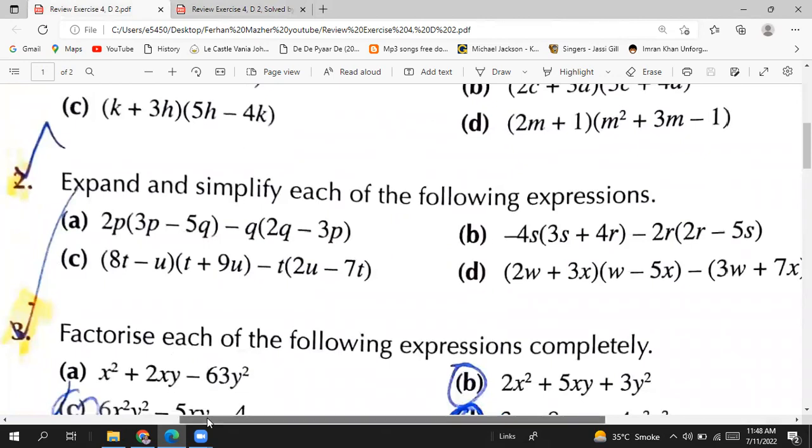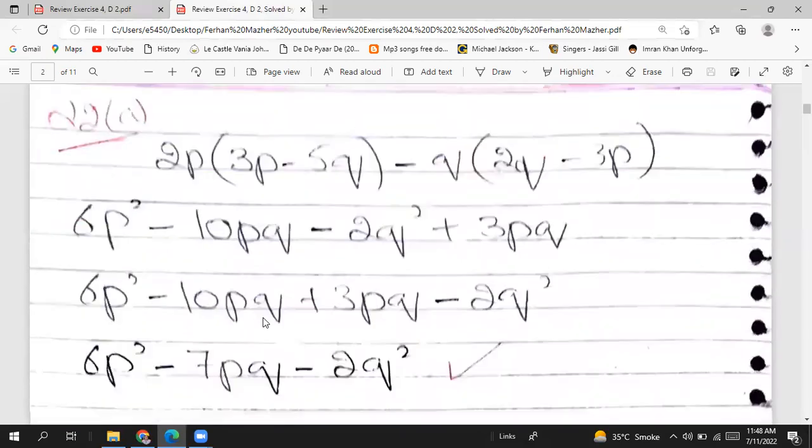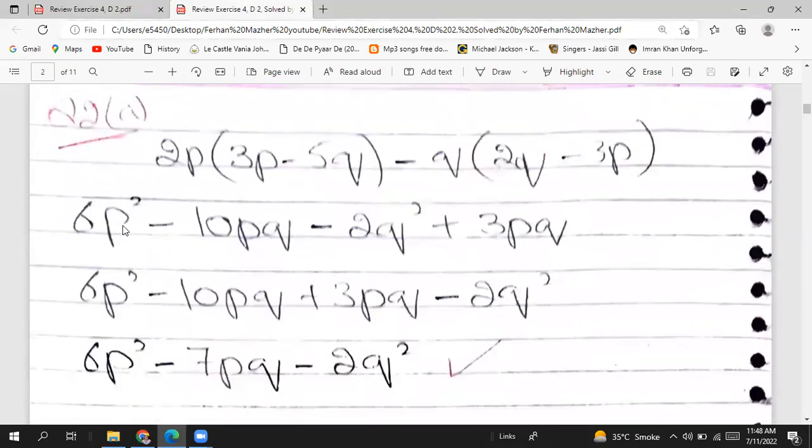The next question is question number 2. It says expand and simplify each of the following. Here we have 2p bracket 3p minus 5q minus q bracket 2q minus 3p bracket close. So it is a very simple and straightforward question. So that's coming up on your screen.